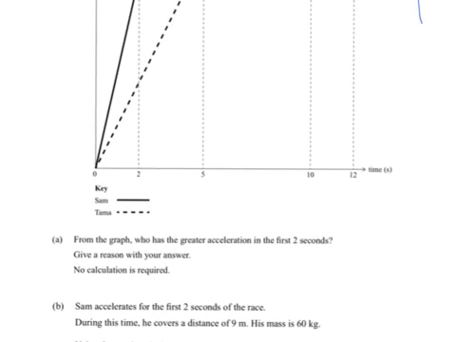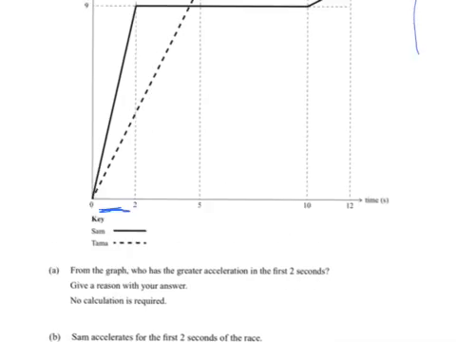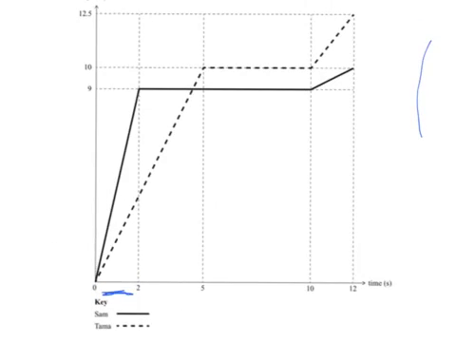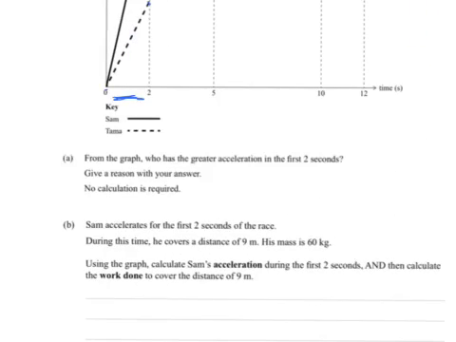First question from the graph: who has the greater acceleration in the first 2 seconds? The first 2 seconds is during this section, and we can see that Sam reaches a higher speed quicker. They both start at 0. He just reaches a higher speed in 2 seconds than Tama does. So Sam's acceleration is the greater, and it says give a reason for your answer, and we've said that.